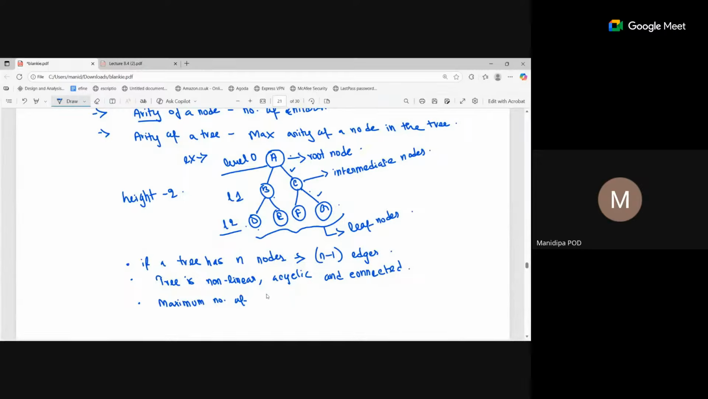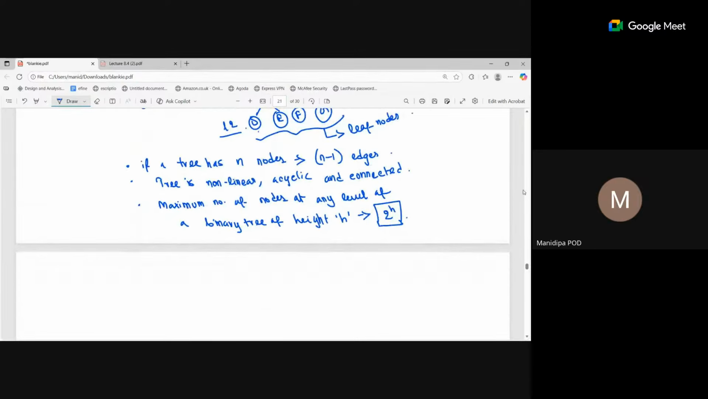So the maximum number of nodes at any level of a binary tree of height h. How many nodes can be present at any particular level of a binary tree of height h? 2 power h, ma'am. Right, 2 power h. This thing you should remember. This can be asked in numericals, right?